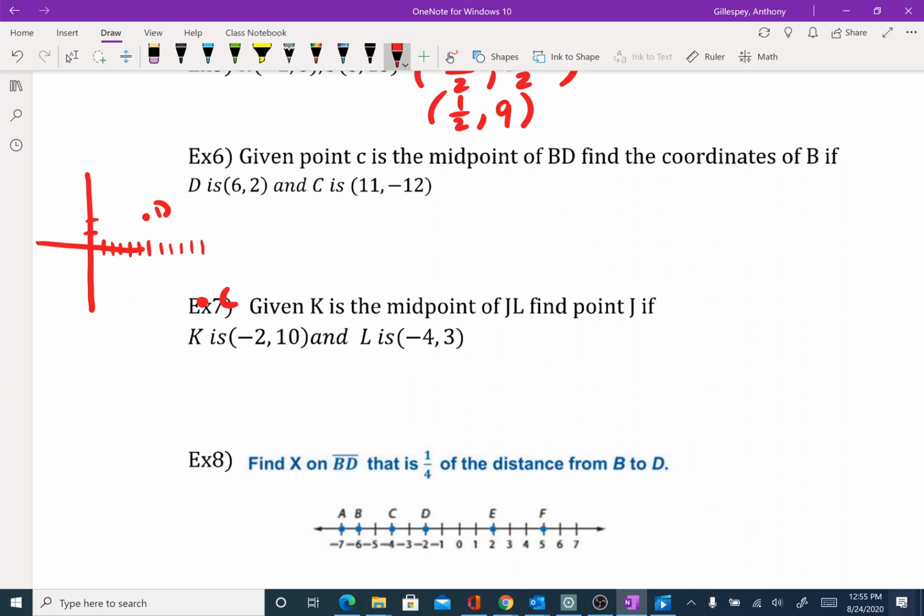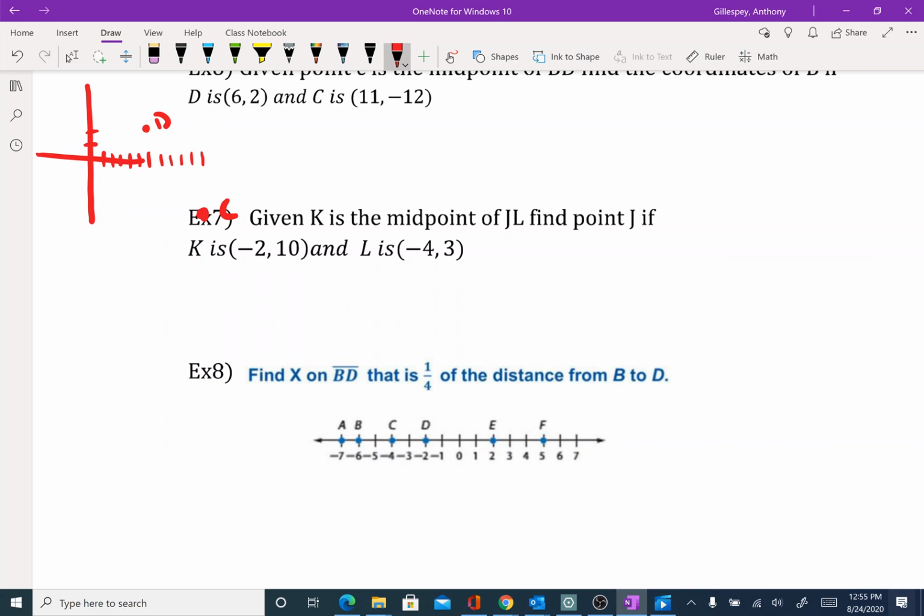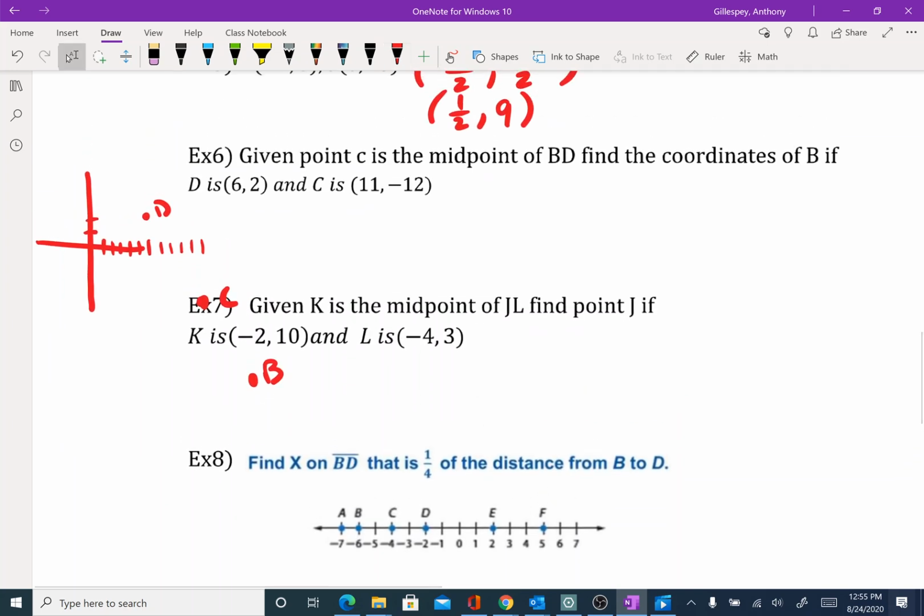C is the midpoint, okay? That's the key. C is the midpoint. So that means B is down here somewhere, right? B is down there somewhere. All right, so we got to go back to the formula, right?